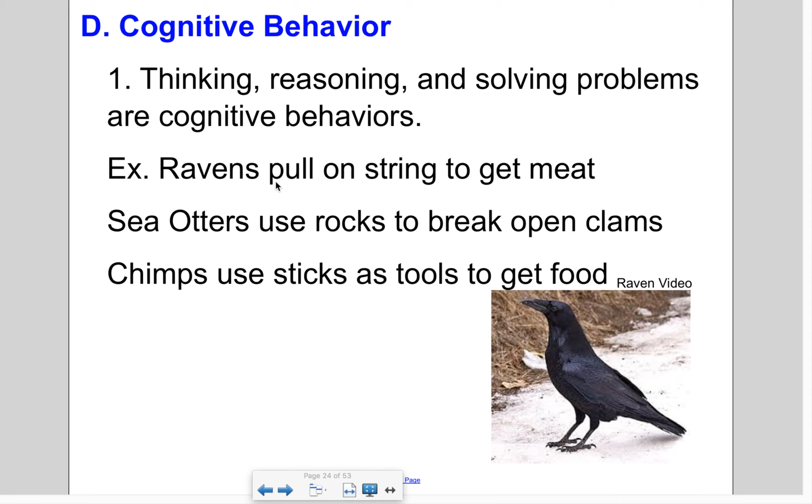All right, cognitive behavior. So cognitive behavior is thinking, reasoning, and solving problems. So they're kind of using their brains to solve problems. So ravens are actually very, very smart. You can train ravens to do a lot of crazy things. They can problem solve. You know, they can pull on string to get meat that's been suspended from a stick. They can build contraptions to get that as well. Sea otters use rocks to break open clams, so they're kind of using tools. Chimps do the same thing. So those are all examples of cognitive behavior.